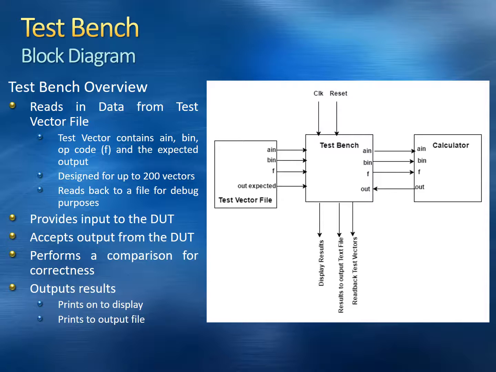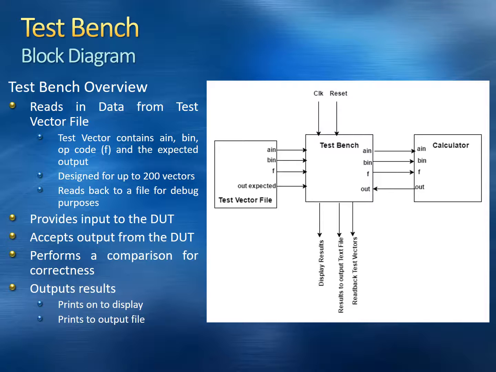The next couple of slides describe the test bench I used. This is a high-level block diagram of the test bench. The circuit will read and decode the test vectors from a text file. The design will take up to 200 vectors, but can easily be modified to accept more.